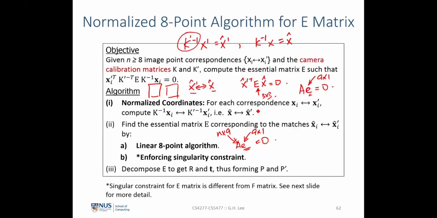And once this is done, we can apply the decomposition on E to get the R and T, and thus form the camera matrix. Since we know that the first camera matrix over here is I and 0 in the canonical frame, and P prime is simply equal to K prime times R and T. Since we know K and K prime in the calibrated setting, after decomposing the essential matrix into R and T, we can simply recover the second camera matrix over here.